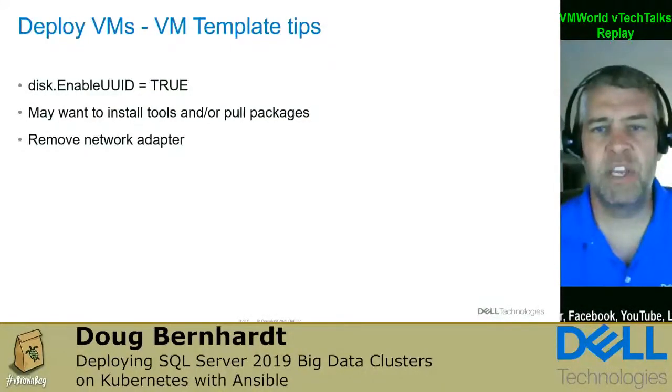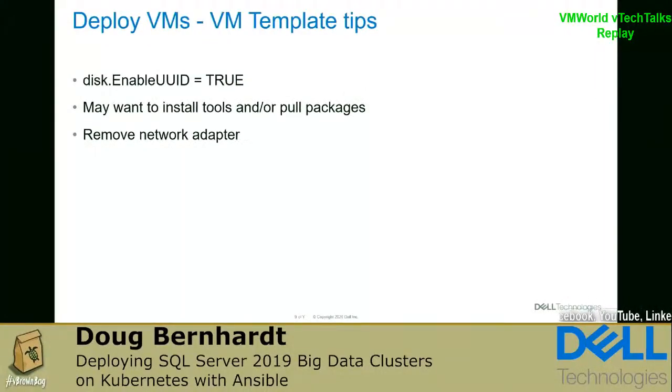Some tips for setting up the VM template. If you take away one thing from this session, it should be this. When working with Kubernetes and vSphere, make sure to set the disk enable UUID property to true. The persistent storage driver uses this to identify storage resources, and if this is not set, persistent storage provisioning will not work, and the errors may not be clear as to why.